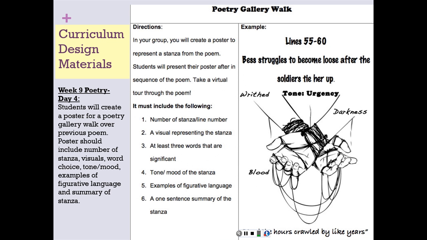Here's an example of the materials supplied. Aside from the description of activities, I wanted teachers to have a model to show students what their end product should look like. This was a poetry gallery walk used in the poetry unit for week 9, day 4.